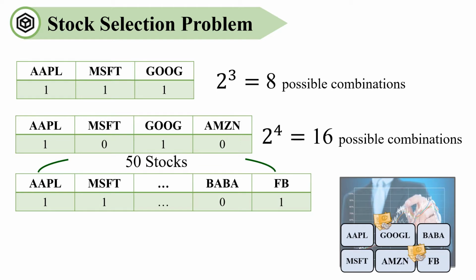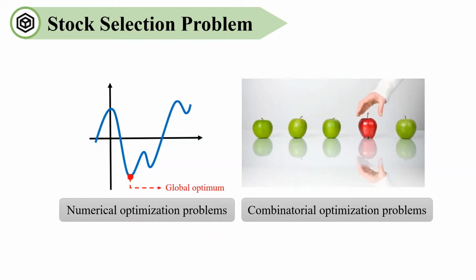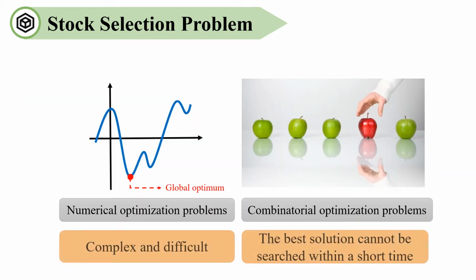But if we have 50 stocks in our target, the complexity is 2 to the power of 50. The possible combinations are over 1,000 trillion. It is a tremendously huge number. As this optimization problem is so complex and difficult, the best solution cannot be searched within a short time.